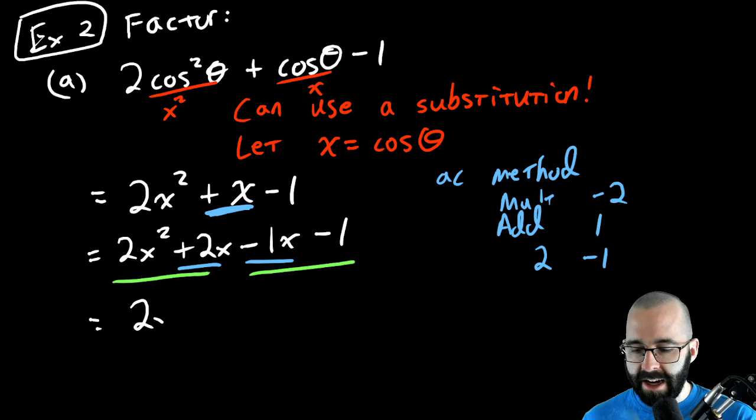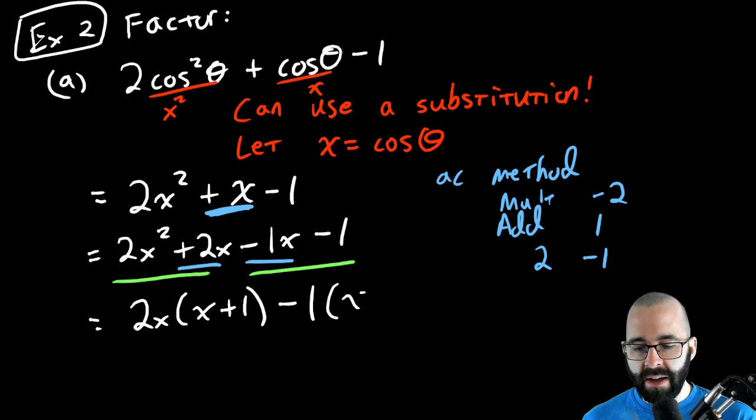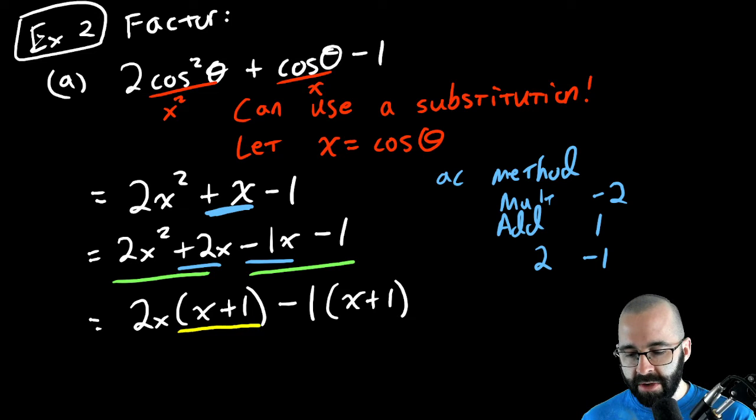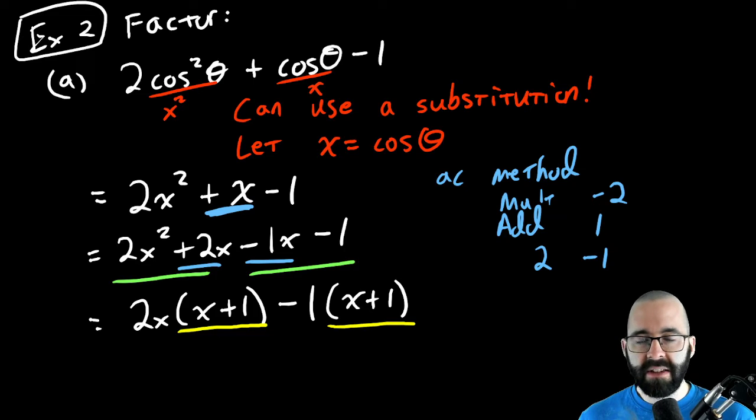In the first group, we can take out a 2x. We're left with x plus 1. In the second group, we can factor out a -1, and we're left with x plus 1. Every time we factor by grouping, the things in the parentheses should be the same.